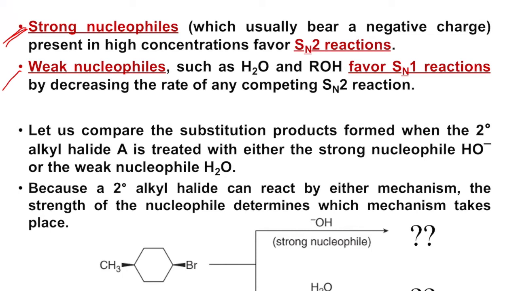You should recognize the weak and strong nucleophile. Strong nucleophiles, which you studied in the first semester, have a negative charge. Weak nucleophiles usually have a lone pair of electrons. Favors SN2, favors SN2, decreasing the rate.